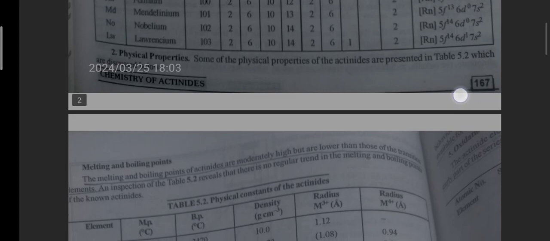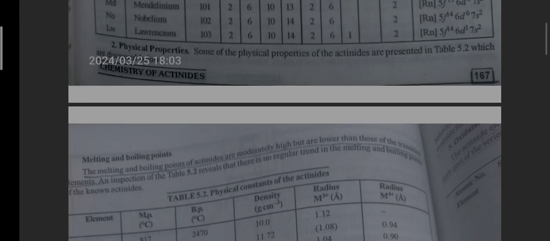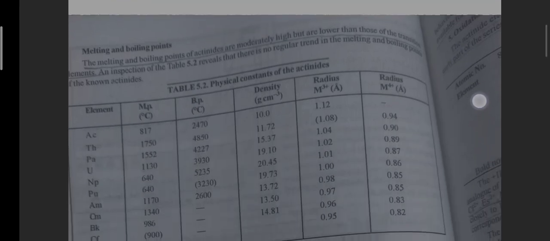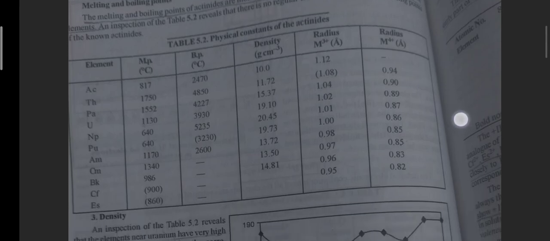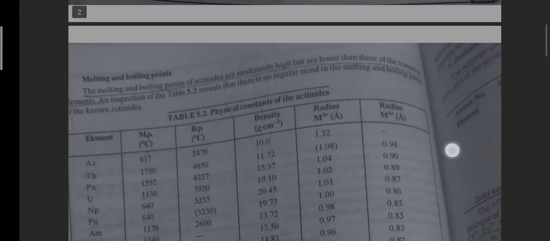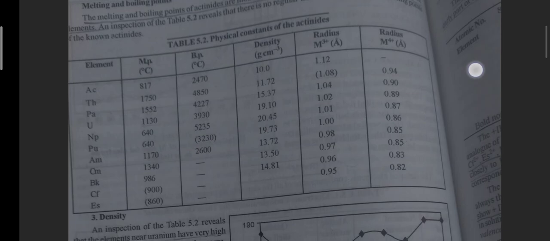Next property is physical property. First is melting and boiling point. The melting and boiling points of actinides are moderately high but are lower than those of the transition elements. An inspection of Table 5.2 reveals that there is no regular trend in the melting and boiling points of the known actinides. This is Table 5.2 with the melting and boiling points of the elements.